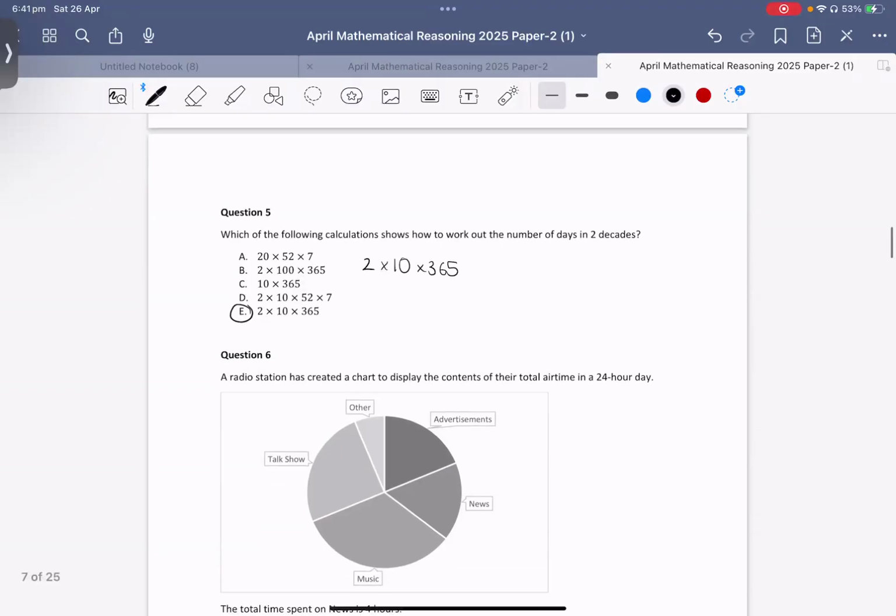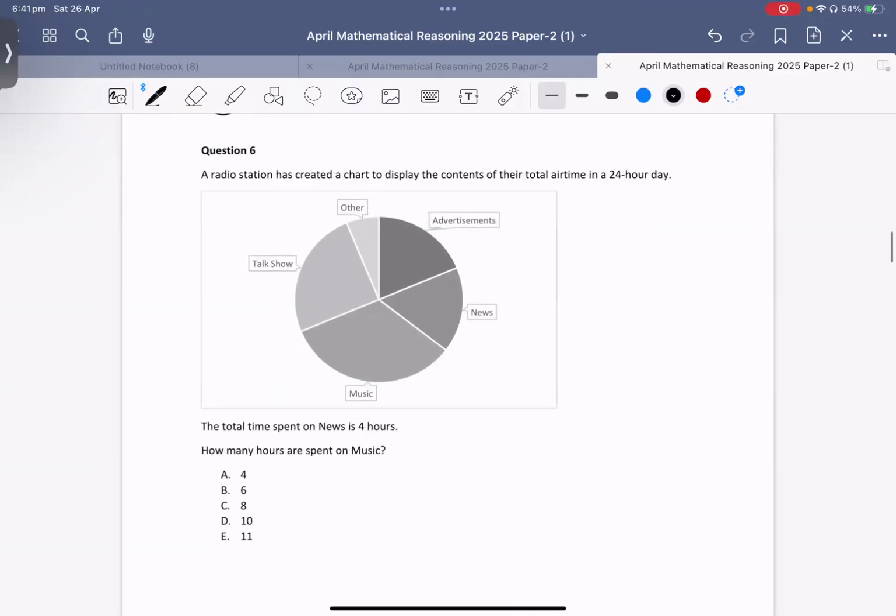Okay. Question number six. A radio station has created a chart to display the contents of their total airtime in a 24-hour day. So I think there's something really interesting about pie charts that we should always look for, which is anything that has right angles or anything that is showing basically half of the pie chart. Now, the question is asking, what is the total time spent on music, right? And we're told that news is 4 hours long.